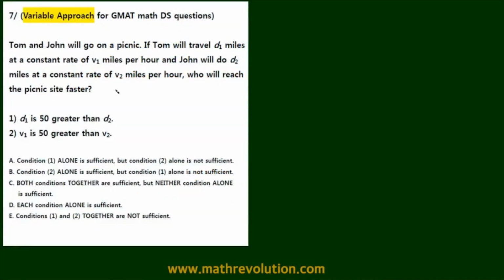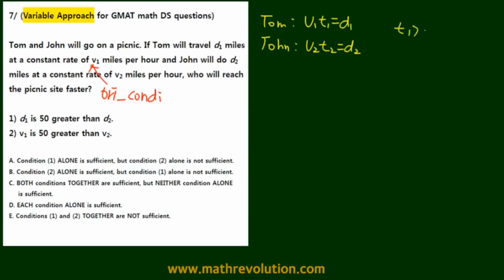Let's now take a look at question number 7. We'll solve it using the variable approach method. The first thing we do is change or modify the original condition right here. There's Tom and John. For Tom, we'll have V1 times T1 is equal to D1. And for John, we have V2 times T2 is equal to D2. We want to know whether T1 is greater than T2.